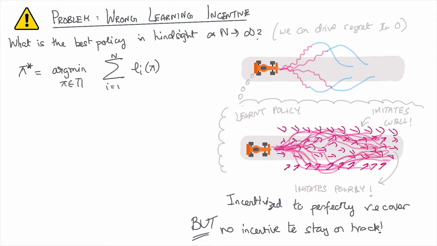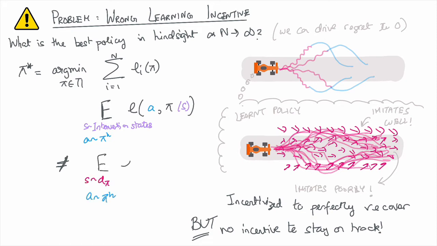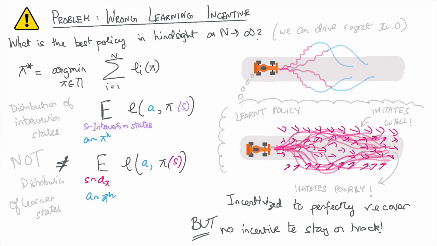So pi star here is the best policy in hindsight on the cumulative loss. Notice that the distribution of states in this loss function is coming from the distribution of intervention states. So the learner is perfectly imitating the expert on intervention states, but this is not the same as the distribution of states encountered by the learner. And so you get mismatch in incentives. The learner is incentivized to do well in the distribution of intervention states, but not on the distribution of states it encounters. This leads to our key insight.